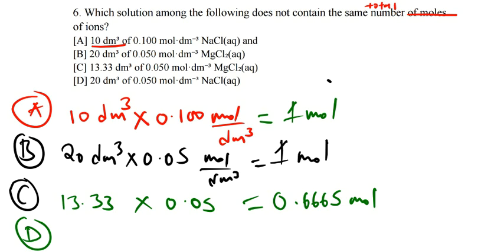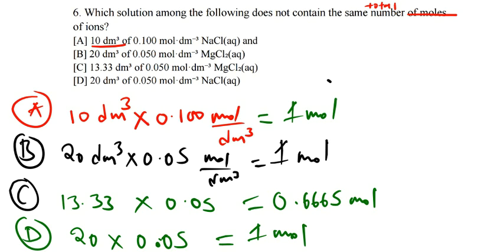20 again multiplied by 0.05. We basically understand that's also going to be 1 mole, right? So in terms of the number of moles, if a question was saying which does not contain the same number of moles, then basically C would be the answer, right? Now in this case, they want us to determine the number of ions. So we've determined the number of moles. Now can we determine the number of ions?